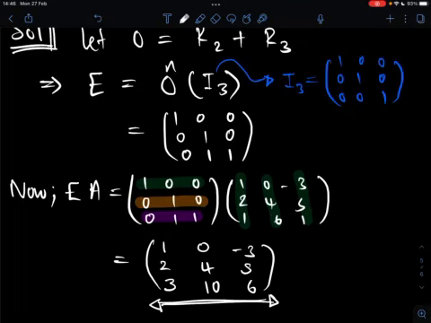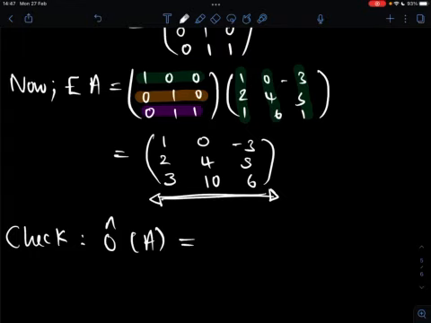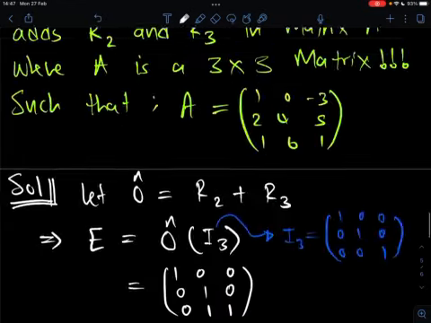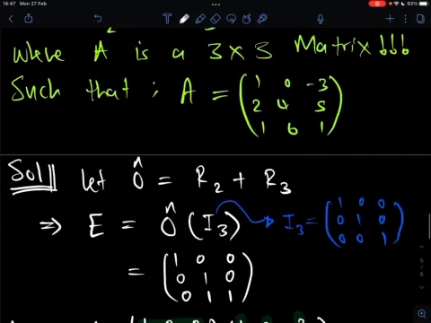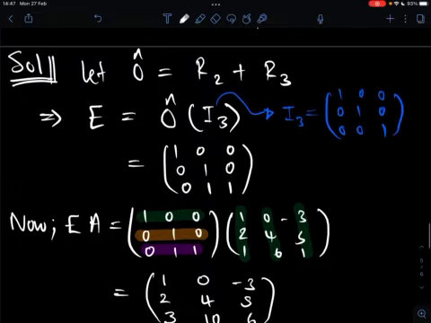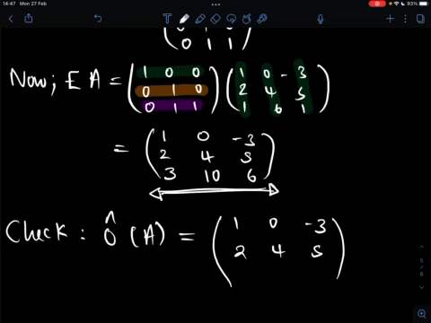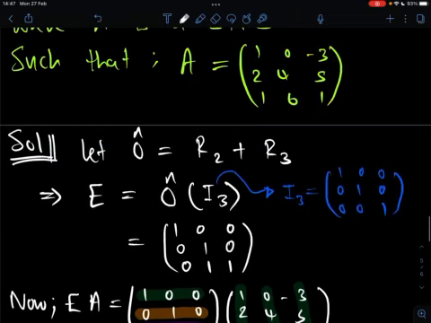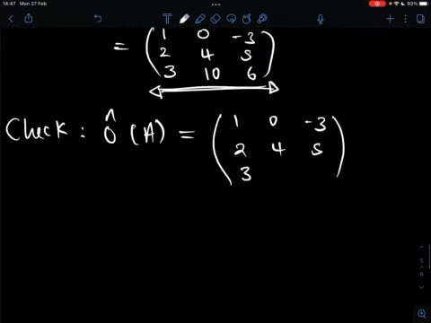Now let's check something. What is the operation O on A? Let's take the matrix A and apply the operation directly, which means add together row 2 and row 3. The first 2 rows will remain unchanged, so we'll have 1, 0, minus 3, and also 2, 4, 5. Then last I have to add the last 2 rows together. If I add, I get 3, 10, 6.